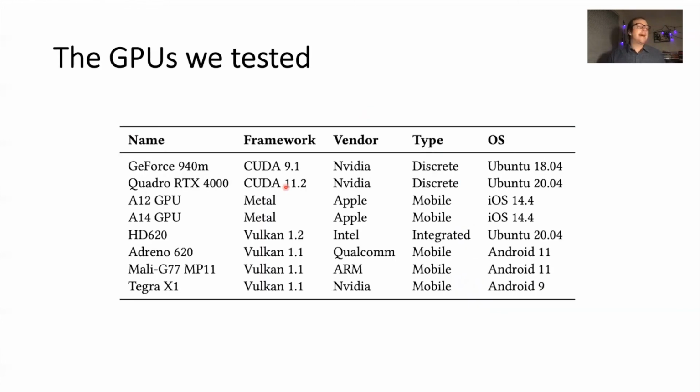So once we did that, we were able to test many different GPUs. So we tested NVIDIA GPUs, Apple GPUs, Intel, Qualcomm, ARM, and NVIDIA. We tested through CUDA, Metal, and Vulkan. These are all different GPU languages. It was a lot of work to get this going, but we got a lot of results.